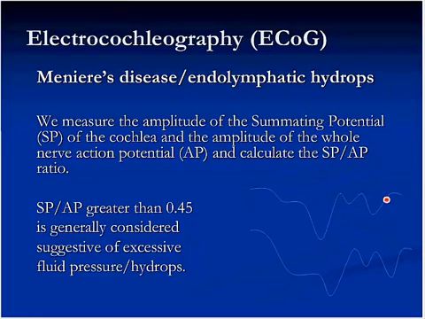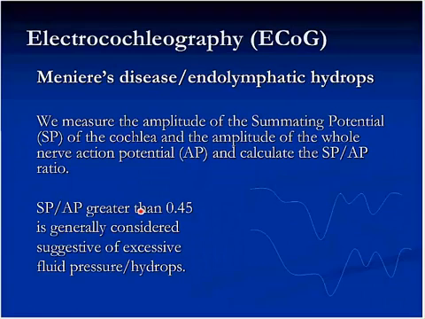So we're calculating a ratio. So we're looking at the amplitude of the summating potential versus the amplitude of the action potential. The action potential is the initial firing of the auditory nerve. So we want to know how large is the summating potential relative to the size of the action potential. That creates a ratio for us.